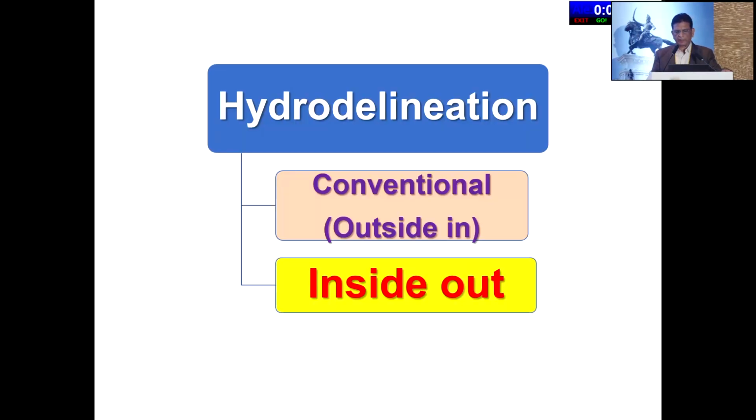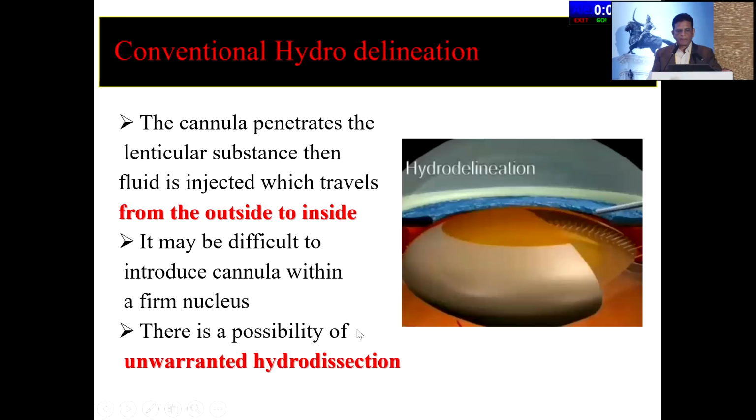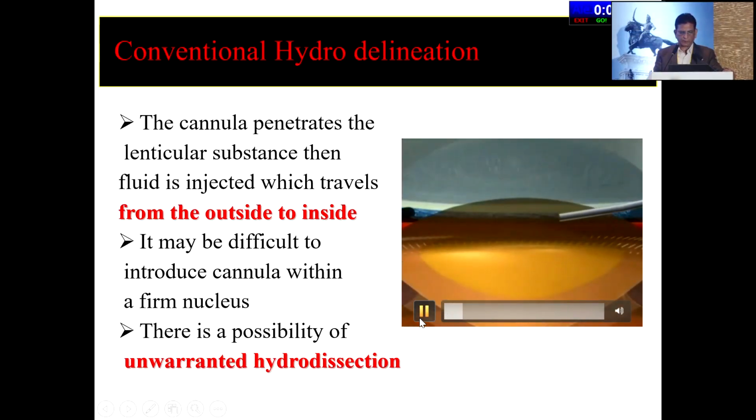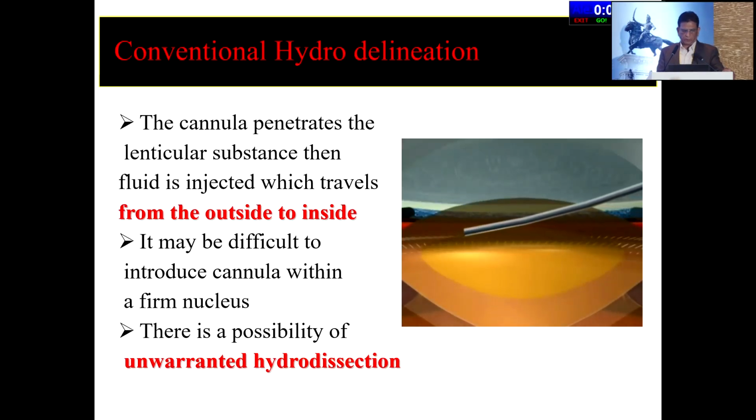Now conventional hydrodelineation is from outside in, and my preferred choice is inside out delineation. In conventional hydrodelineation, what happens? The cannula penetrates the lenticular substance, then the fluid is injected, which travels from outside to inside, like in this animation. Sometimes, particularly in a hard cataract, it may be difficult to introduce the cannula within the firm nucleus, and there is a possibility of unwarranted hydrodissection.